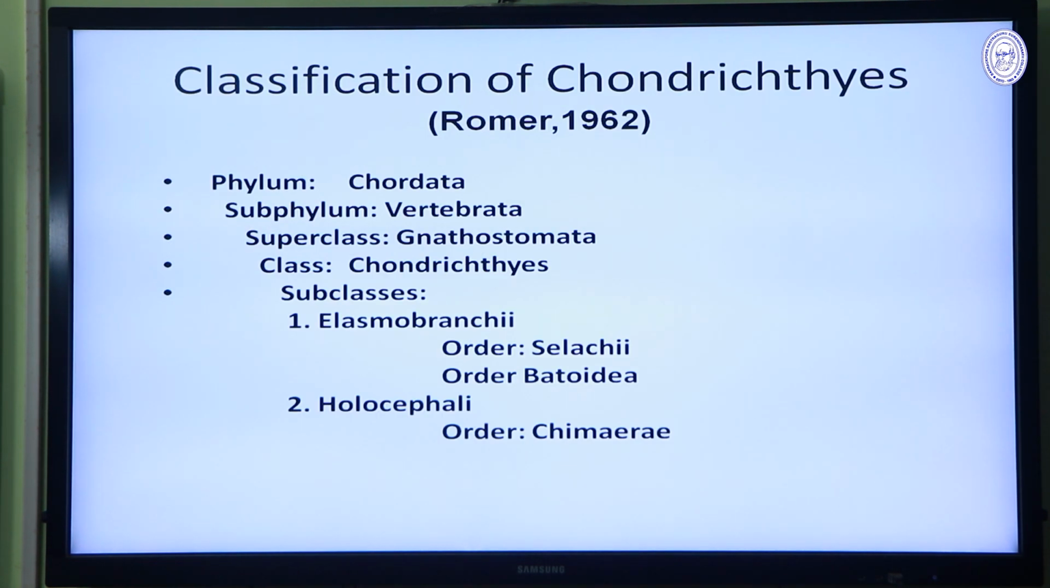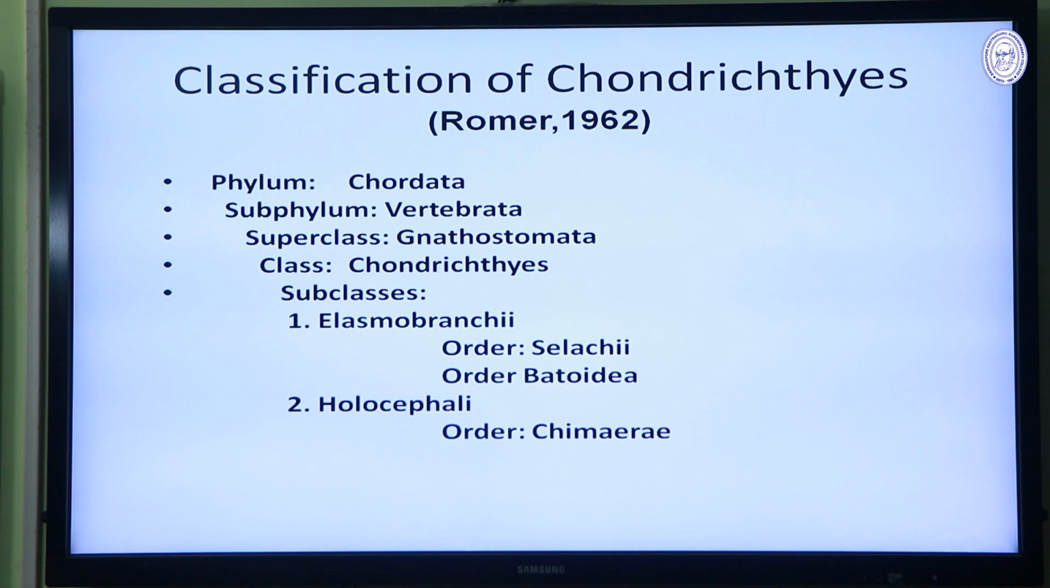So, classification of Chondrichthyes here is based upon Romer 1962, as the classification by Young is too hard to grasp, it is very elaborate. So, we have taken the classification by Romer. According to that, the phylum Chordata under subphylum Vertebrata has superclass Gnathostomata. Under Gnathostomata, the class Chondrichthyes is divided into two subclasses.